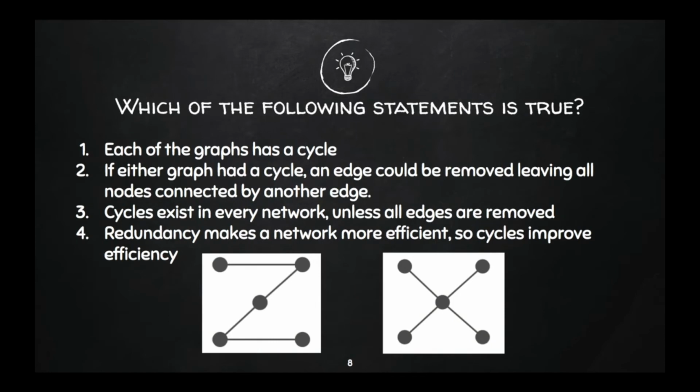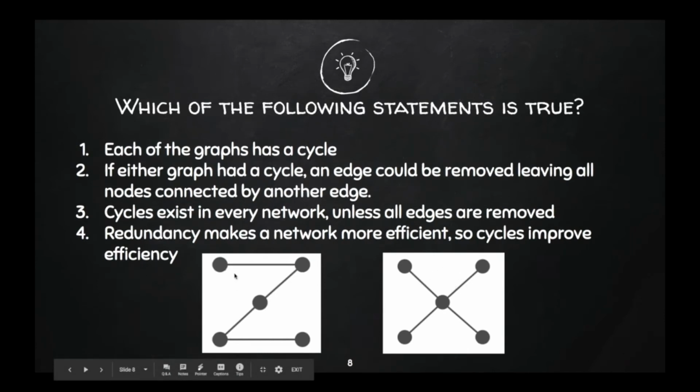No, neither of the graphs has a cycle. That is a false statement. If either graph had a cycle, an edge could be removed, leaving all nodes connected by another edge. Okay, think about this for a second. Let's say there was an edge here, right? One extra edge, right? And if we removed any of those edges there, would they all still be connected? Well, it depends on what edge we removed. If we removed one of these two, then it wouldn't actually be connected anymore. But if we removed any one of these three, we would still be connected.